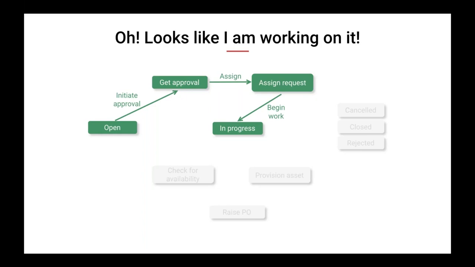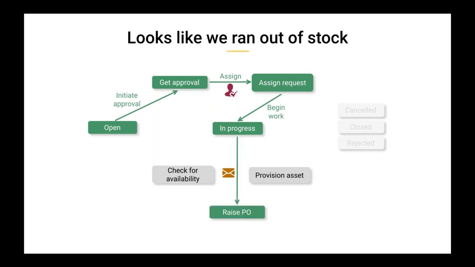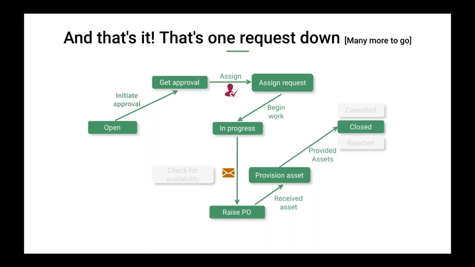We are good. Then should I provision the laptop, or do I have a laptop in store, or do I need to raise a PO because we are out of stock? Looks like we ran out of stock. So we are going to raise a purchase order right now. And then a few weeks later, I just received my order. So the asset is ready to be provisioned. So I received the asset, provisioned the asset to the user, and that's it. That's one request down, and there's a lot more to go.